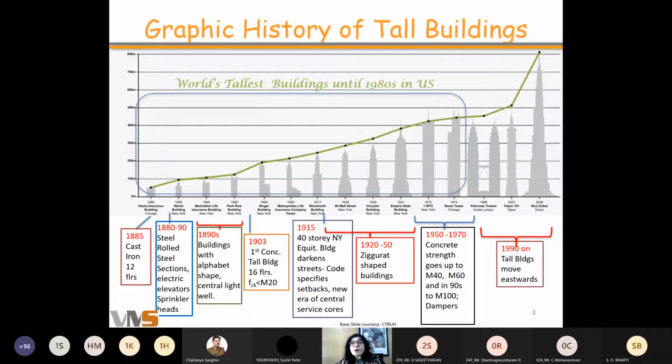And so when they were going so slender, they did realize that they would have certain problems in terms of higher accelerations, both in wind and in earthquake. And wind, of course, is more frequent. So then they found different systems to handle it, such as dampers and so on.